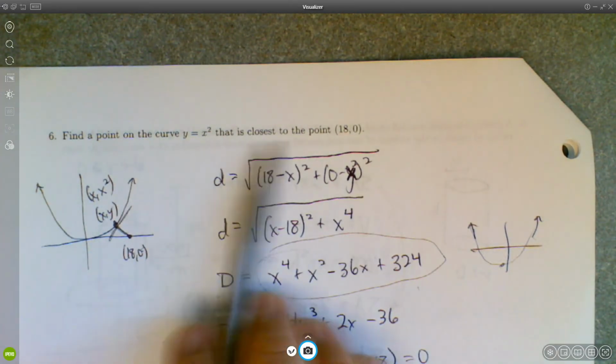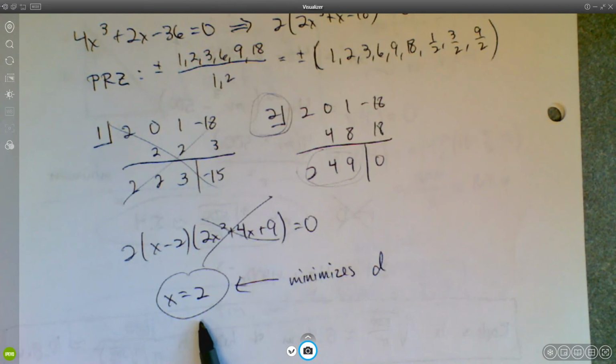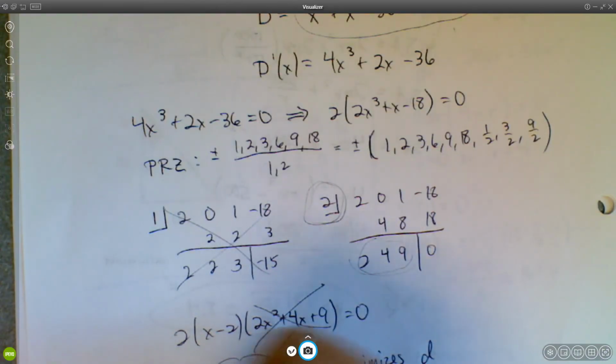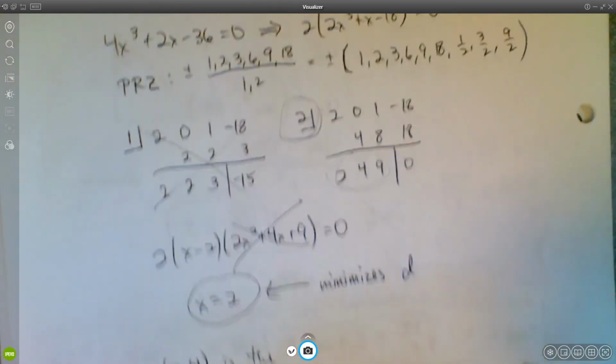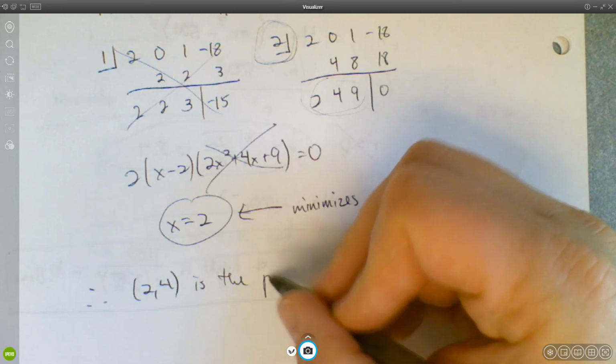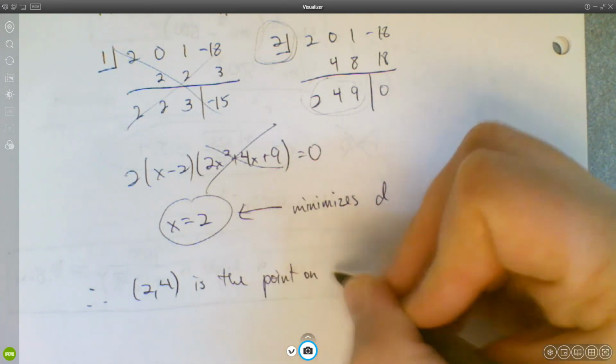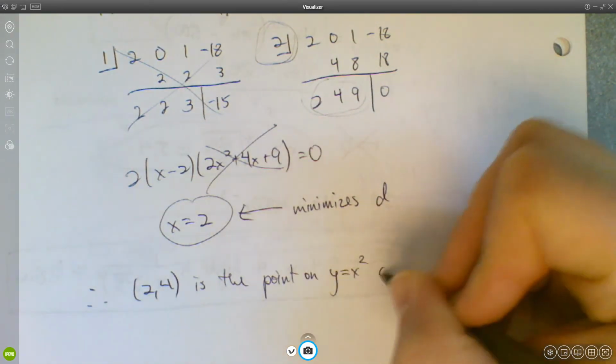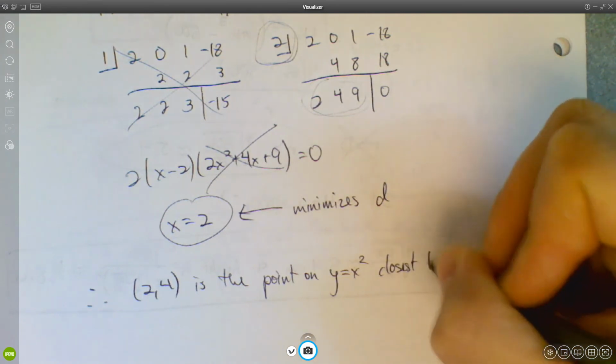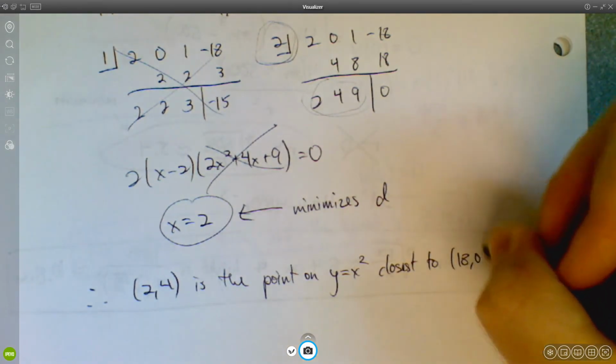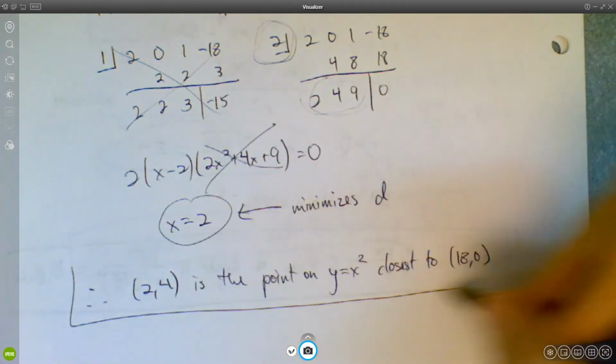So what's the point? We were supposed to find the point on the curve that's closest to the point 18, 0. It would be the point when x is 2. So it would be the point 2, 4, right? So the point 2, 4 is the point on y equals x squared closest to 18, 0. Okay, interesting.